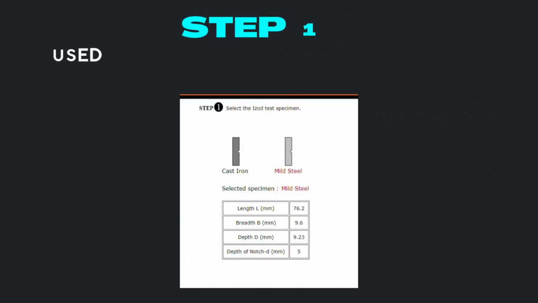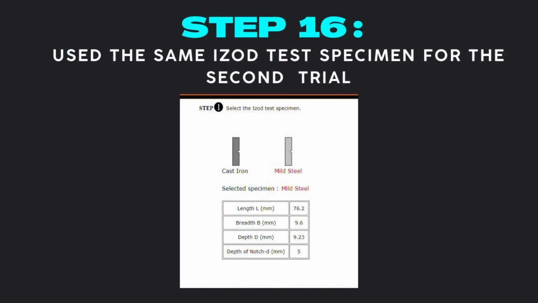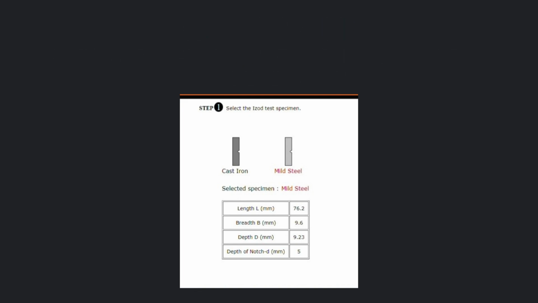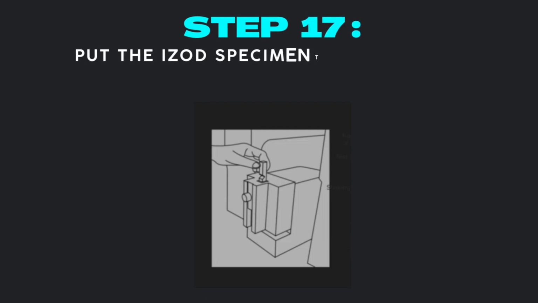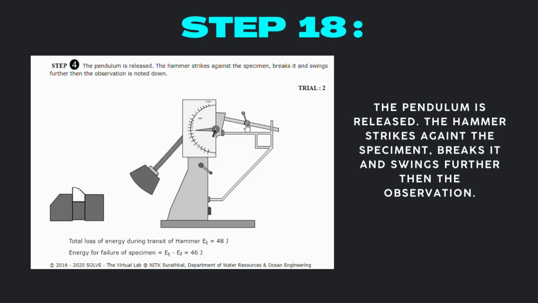After we finish the first trial of mild steel, we proceed to the second trial. We use the same specimen for the second trial. We put the test specimen in place. Then the pendulum is released. The hammer will strike against the specimen and the specimen will break.